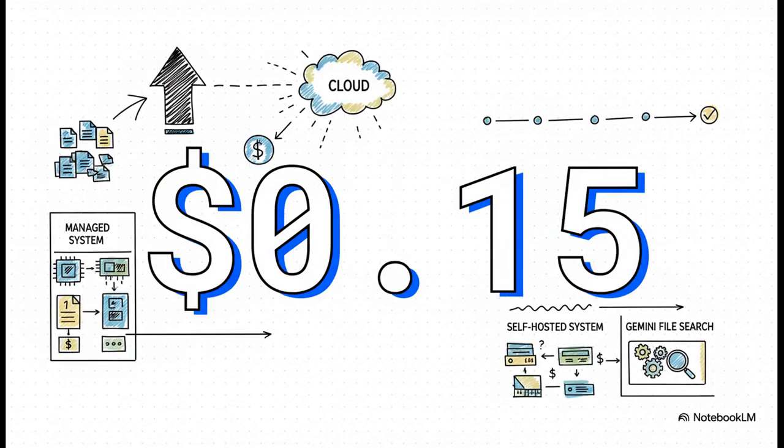So here's the deal. You only pay once, right when you first upload and index your files. And the cost is a flat 15 cents for every million tokens, which are basically little pieces of words. This makes your costs super predictable and incredibly cheap, especially when you think about paying for all the separate parts of a system you'd host yourself.